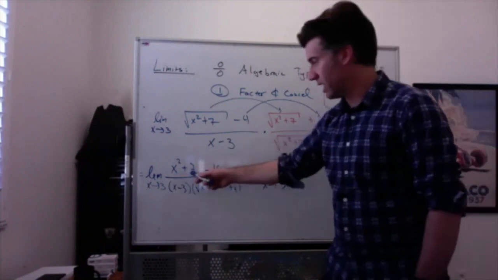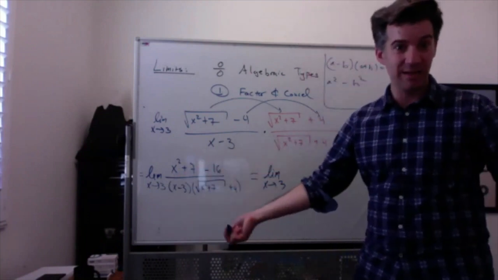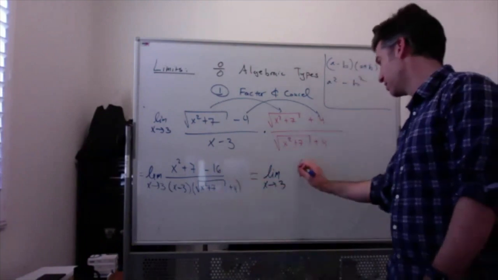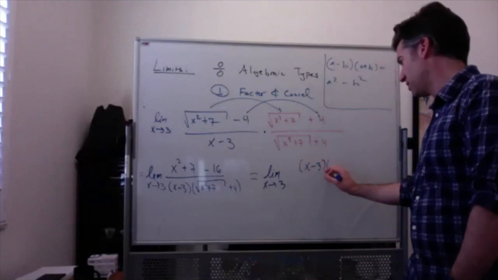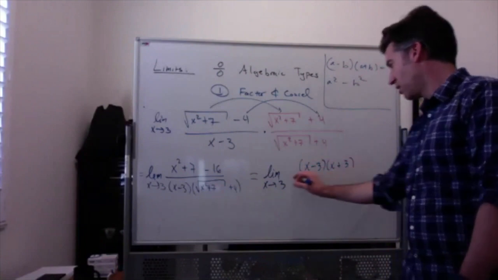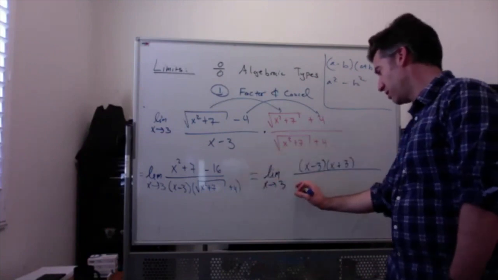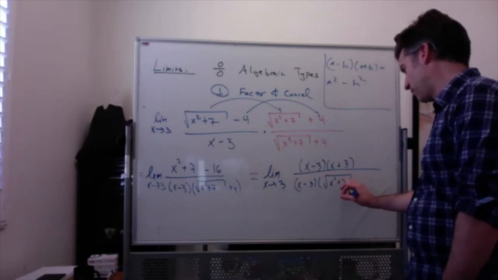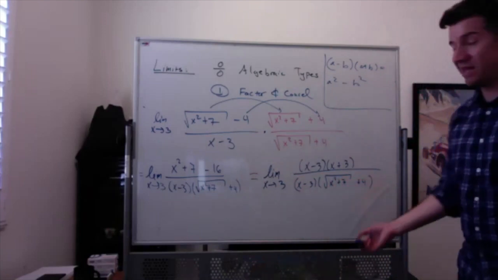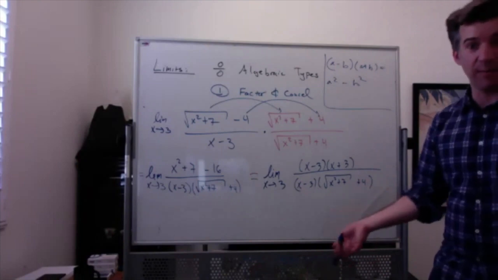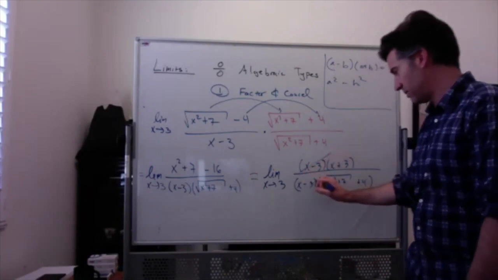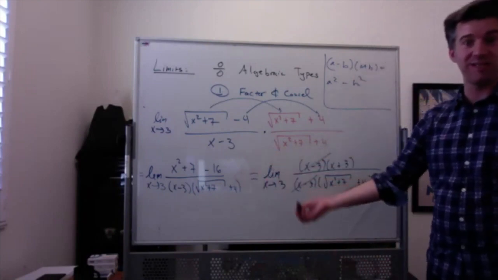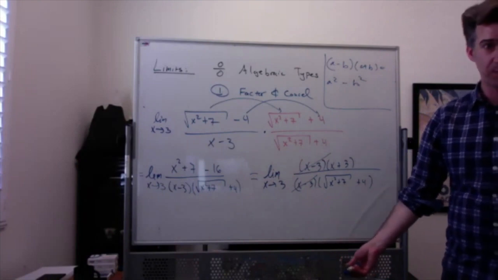Okay, x squared plus 7 minus 16 is x squared minus 9. And we definitely can see x squared minus 9 is going to factor in a way that makes sense to us. It's going to factor as x minus 3 times x plus 3 over still the same denominator, x minus 3 times the square root of x squared plus 7 plus 4. And now, since the limit doesn't care what's happening at 3, we can cancel the x minus 3's, right? Both this expression and this expression still get close to the same number as x is closer and closer to 3.